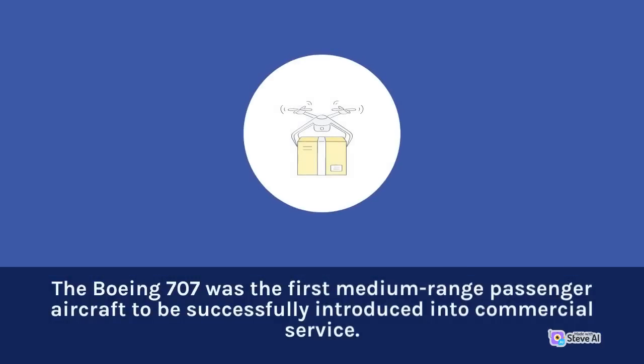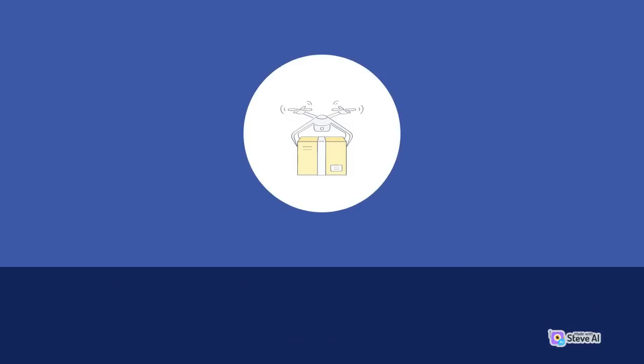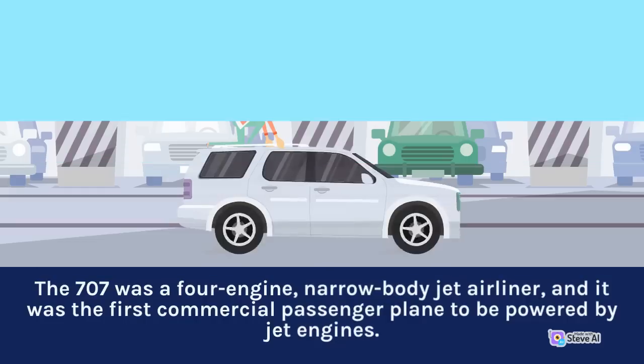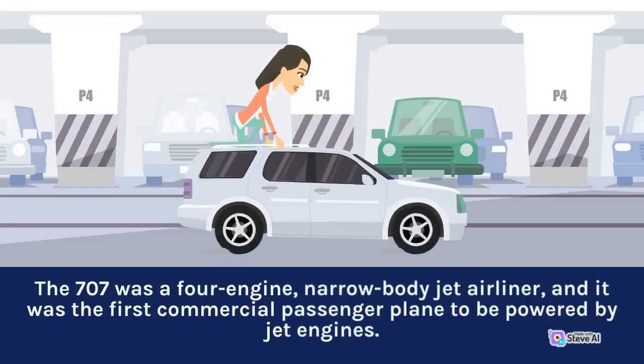The Boeing 707 was the first medium-range passenger aircraft to be successfully introduced into commercial service. It was designed and built by Boeing in the 1950s, and it made its maiden flight in 1957. The 707 was a four-engine, narrow-body jet airliner, and it was the first commercial passenger plane to be powered by jet engines.